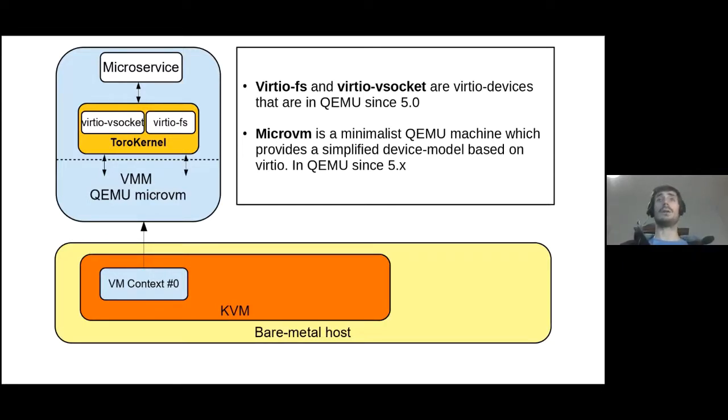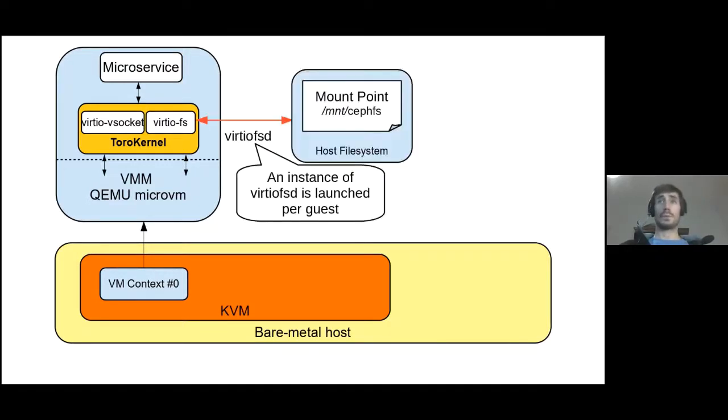So let's talk a bit about virtio-fs and virtio-vsock in the context of Toro. Virtio-fs is a virtual device that allows sharing a directory between the guest and the host. On the guest side, you only need a virtio-fs driver. The device is supported by the microvm machine. The only requirement is that the driver has to support the virtio MMIO transport layer. On the host side, you need a daemon named virtiofsd, in which you have to set up what is the directory to share and a tag that is afterward used by the guest.